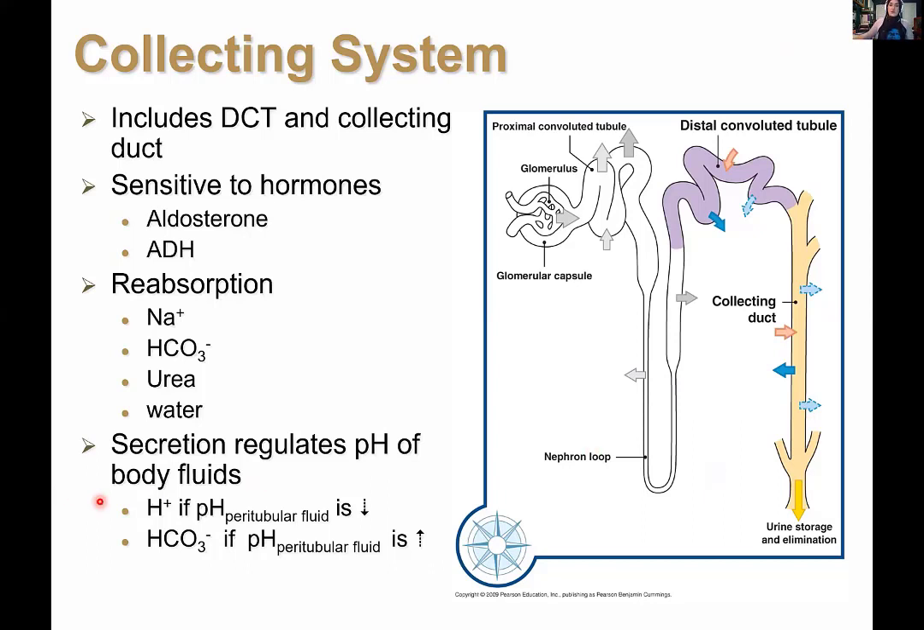So secretion regulates the pH of body fluid. So if the pH of the peritubular fluid is low, we secrete protons. So get protons out of our fluids and into the pee to pee them out. And if the pH is high, we scrub bicarbonate out instead.